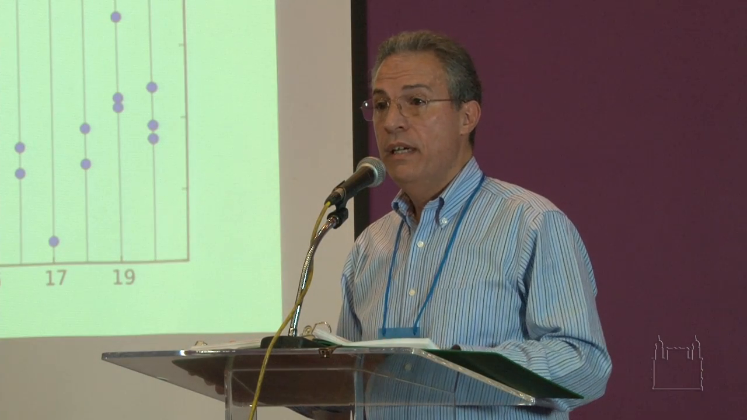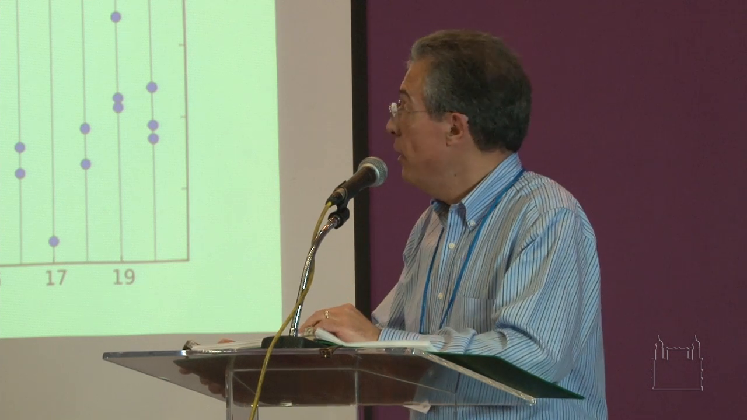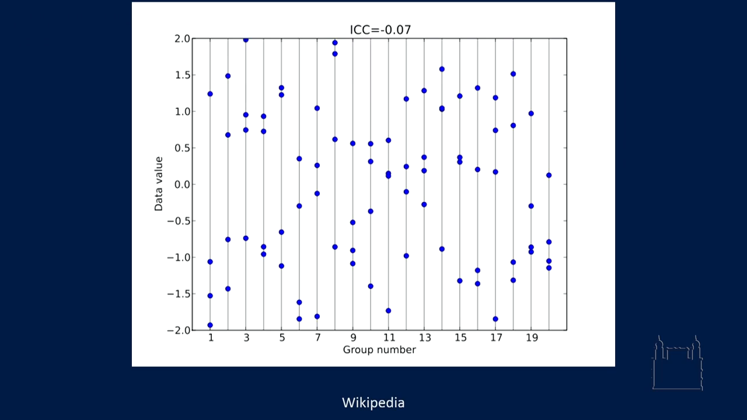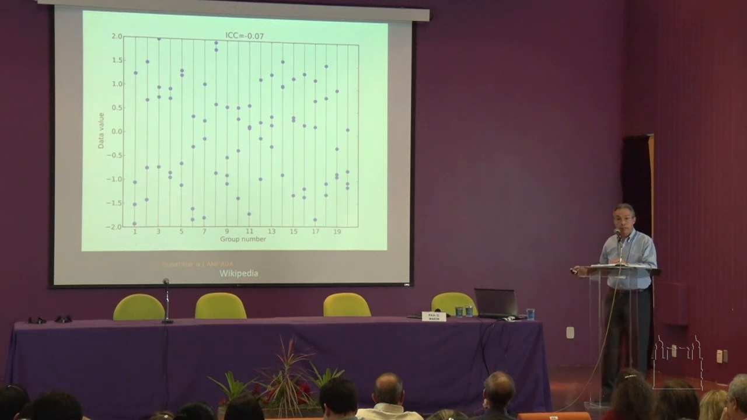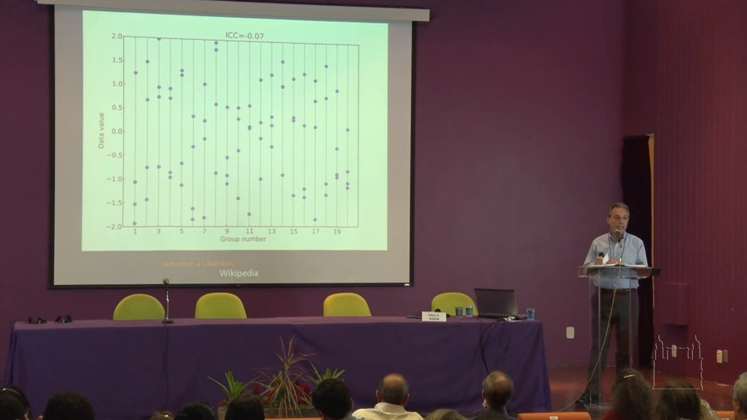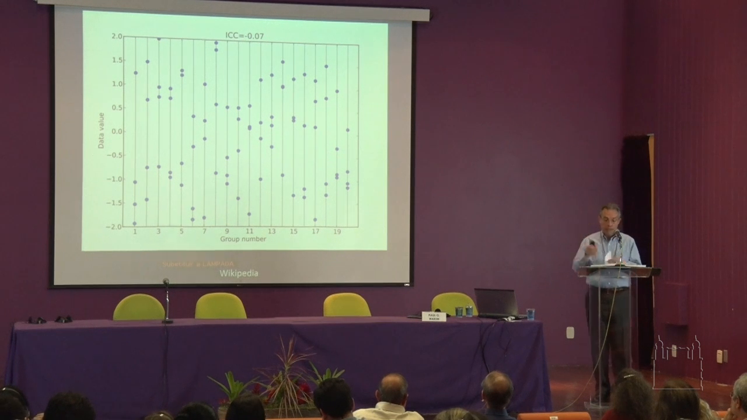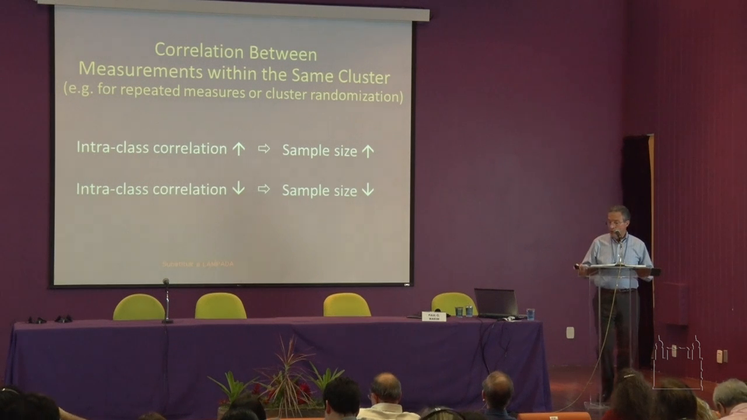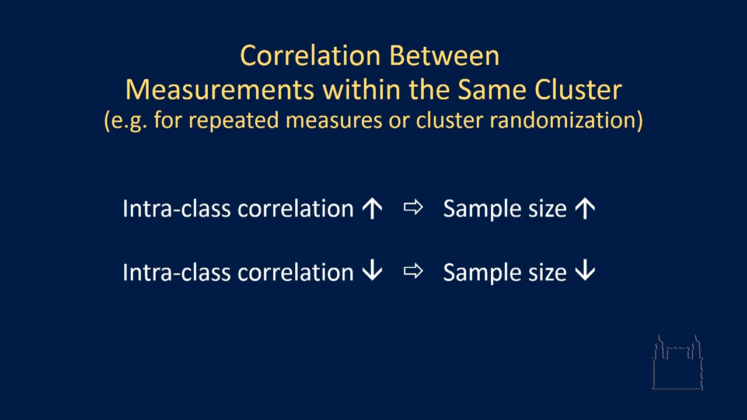what's a low ICC? Intraclass correlation. You can see here that the measurements within a cluster are all over the place, and you can't see that they're bunched together within a hospital. So that's a small intraclass correlation. It is just to give you a graphical sense of what intraclass correlation is. So when intraclass correlation goes up, sample size goes up. And when intraclass correlation goes down, sample size goes down.